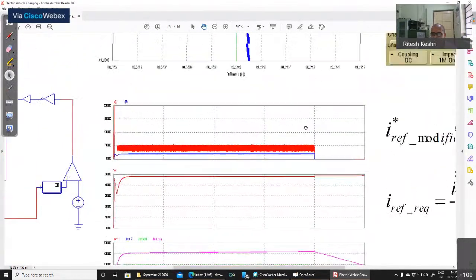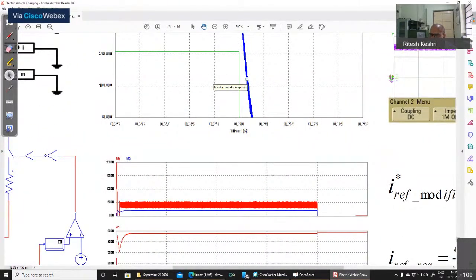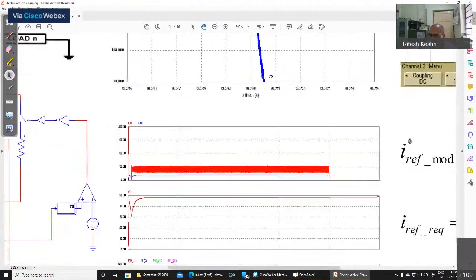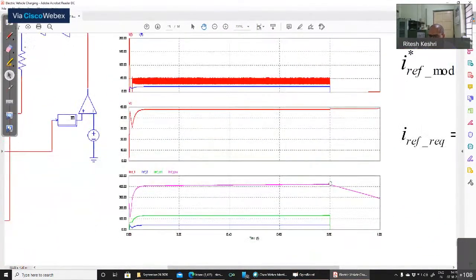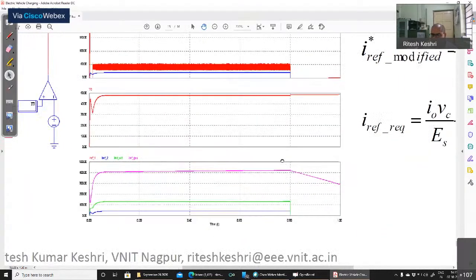Because at the end, this current is going to follow that reference, and accordingly you can realize the current. But if you make this reference drop down very fast, you will be able to force your power electronic circuit to discharge at a faster rate. So this is what I have done.